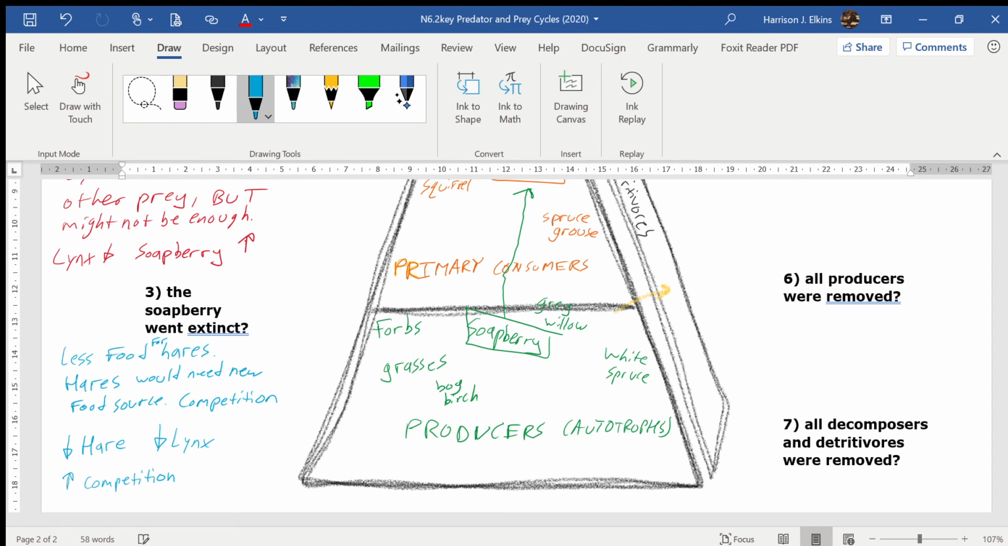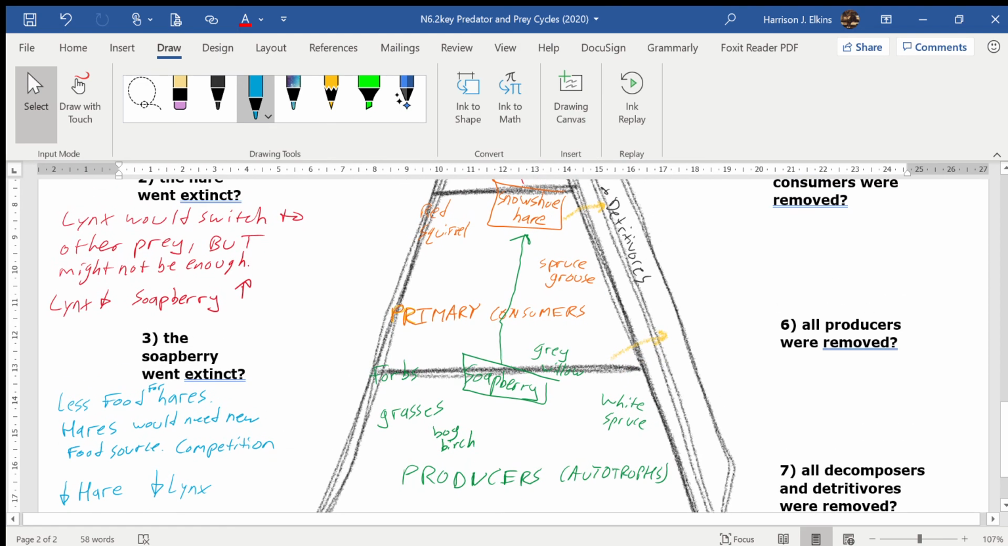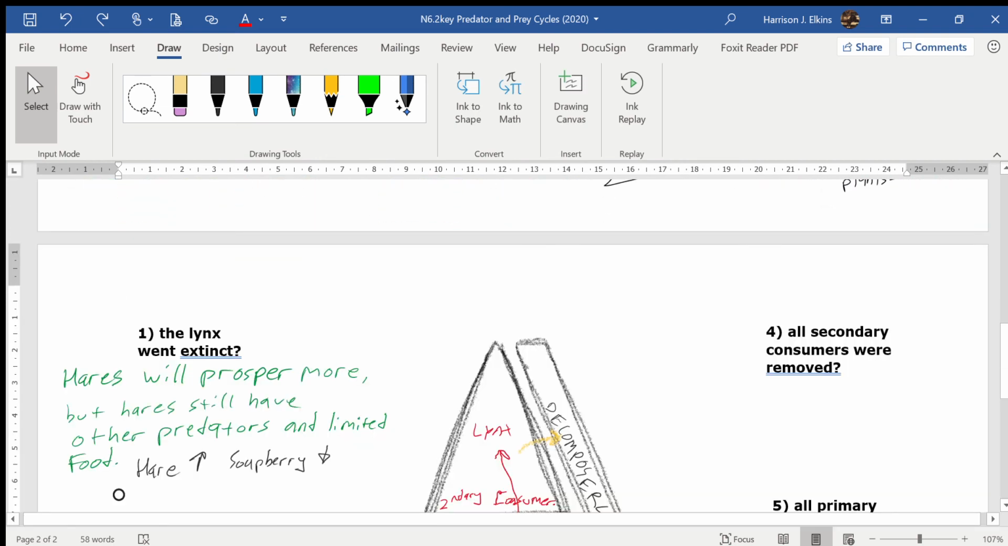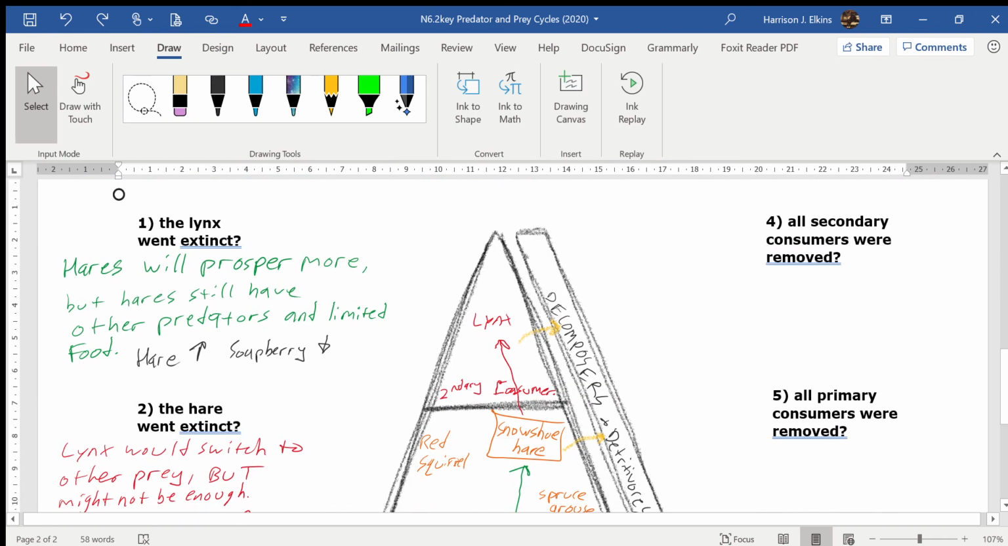Okay, so you remove the bottom, everything else will decrease. You remove the top, the middle would increase and the bottom would decrease. It's kind of weird. Alright, so those are just if specific species went extinct. And because of the nature of a food web being so complex, you can always switch to a different food, but that might decrease your carrying capacity a little bit. It might increase competition. Let's think about, what if we just removed all the secondary consumers together?